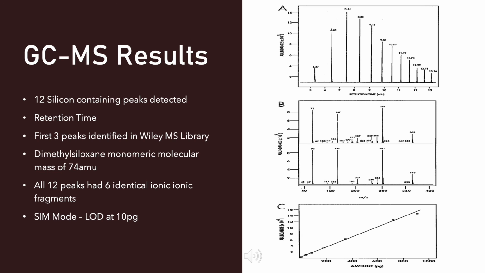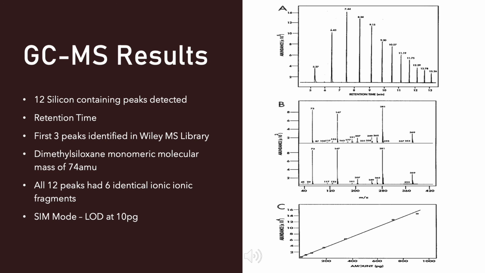They knew that the predominant components of PDMSV are linear polymers of dimethylsiloxane with monomeric molecule mass of 74 AMU. Here they saw that all 12 peaks had the fragment containing these dimethylsiloxane polymers, along with other peaks at 147, 221, 281, 295, and 369 AMU. These fragments were the peaks used for the SIM mode.